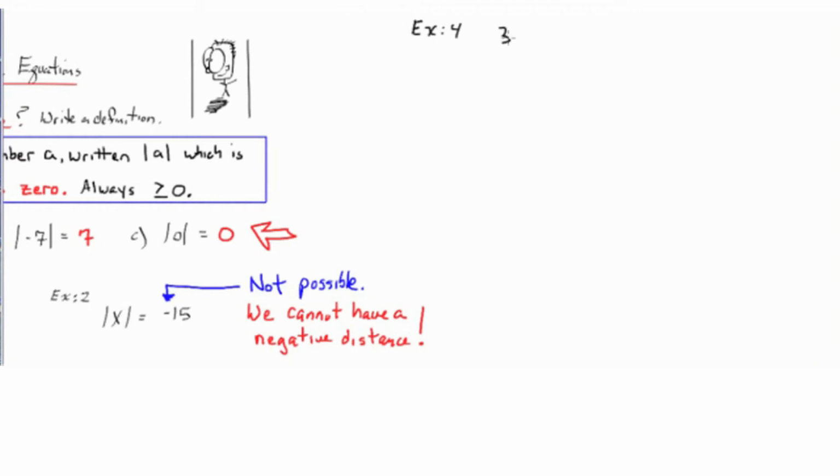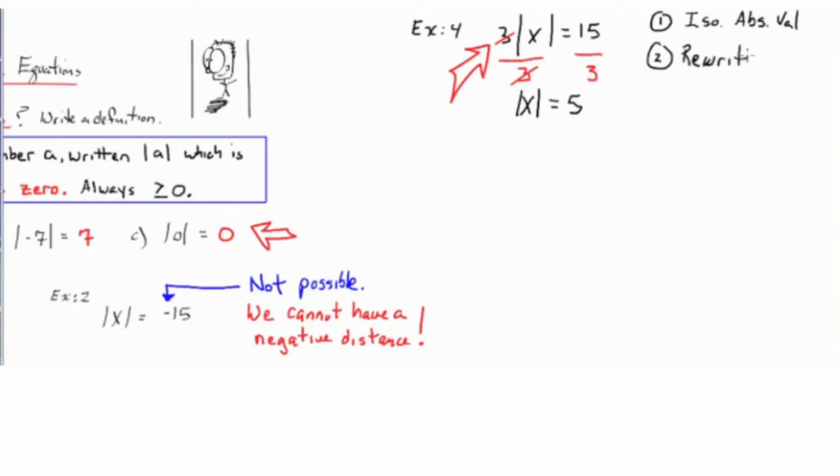So let's take a look at another example. Example 4, 3 times the absolute value of x is 15. Our first step, we want to isolate the absolute value. Get it by itself on that left side. So 3 is multiplying times the absolute value of x, so I want to do the inverse, divide. So I get the absolute value of x is 5. We rewrite it, x equals 5, x equals negative 5.